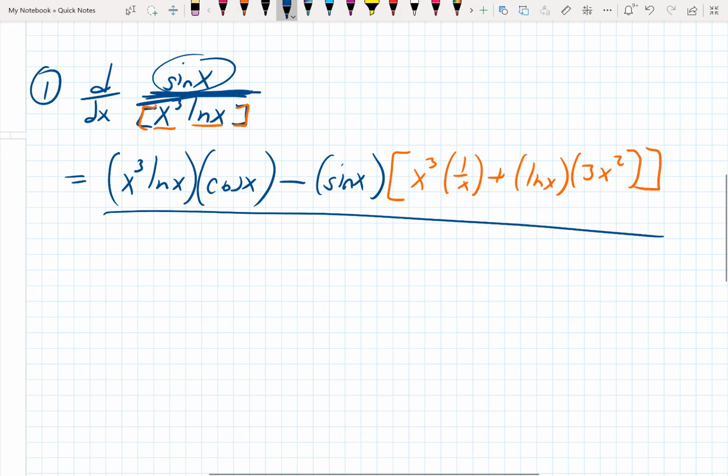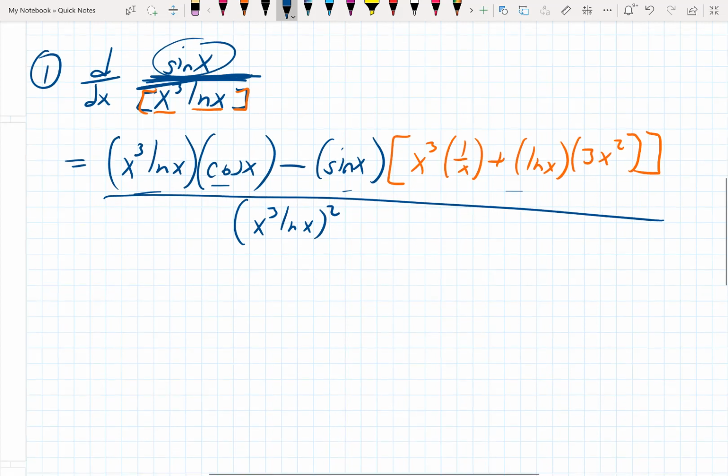Excellent. So this was low d high minus high d low, and then we're going to square the bottom, and off we go. So it's product rule embedded within quotient rule. We're not afraid, we just take it as it comes.